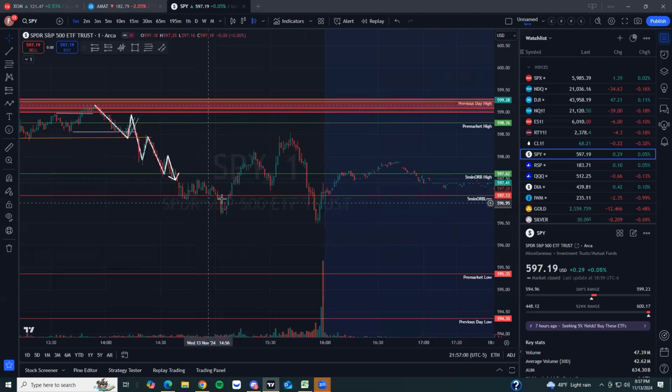And you see how those same areas come in handy again. Where did it go? It hung around the 5-minute opening range break. That's all it did. The rest of the afternoon.